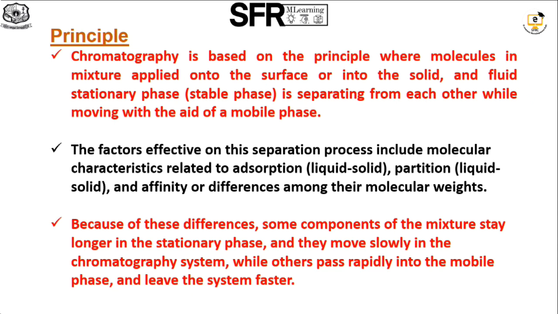Because of these differences, some components of the mixture stay longer in the stationary phase and move slowly in the chromatography system, while others pass rapidly into the mobile phase and leave the system faster.